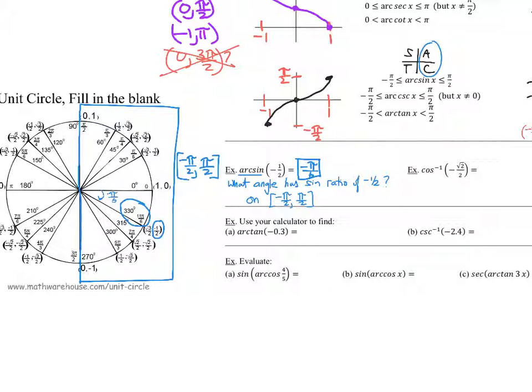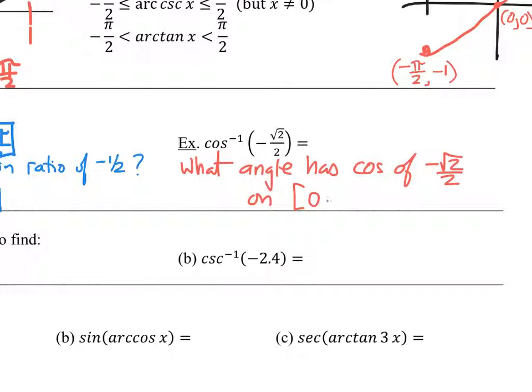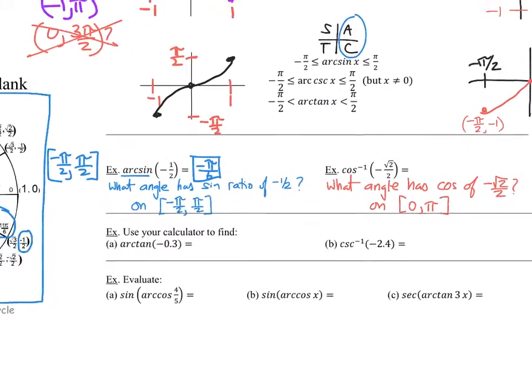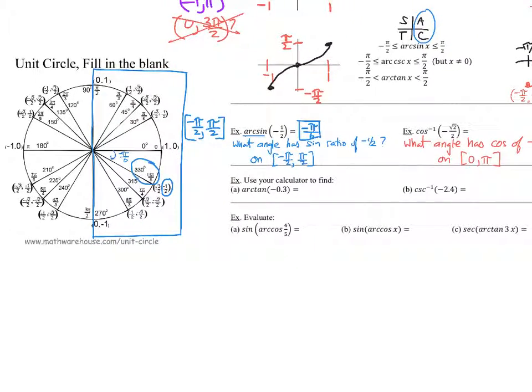All right, so in the second one, the arc cosine of -√2/2, it's asking what angle has a cosine ratio of -√2/2 on the interval of 0 to pi, specifically 0 to pi. I'll put the question mark up here like I did the last one. It's got to be the 0 to pi interval. If you give me anything else that's outside of that interval, it's incorrect.